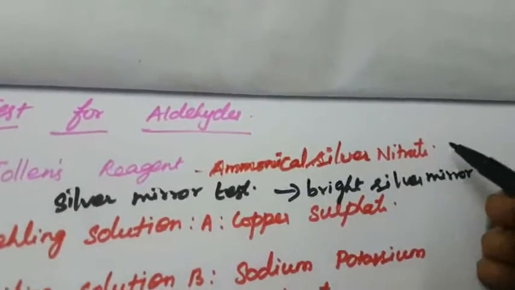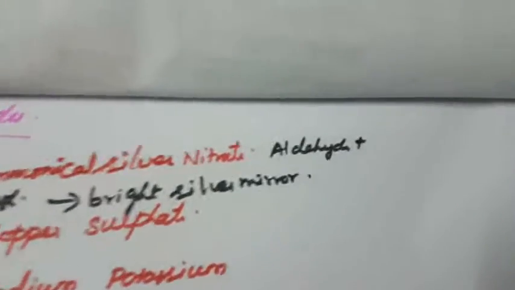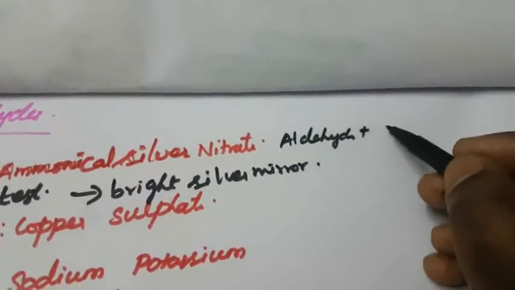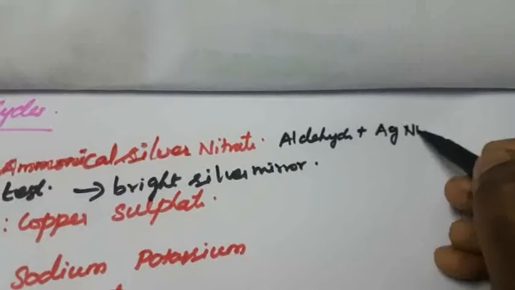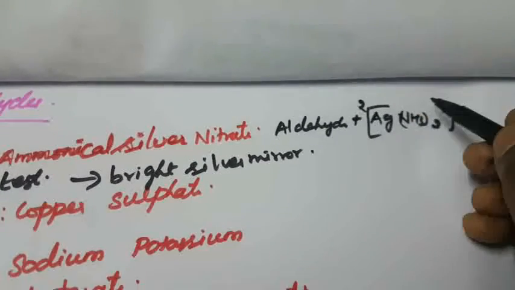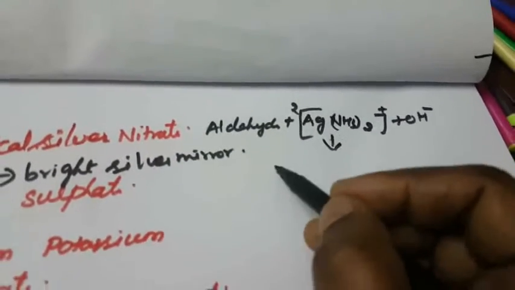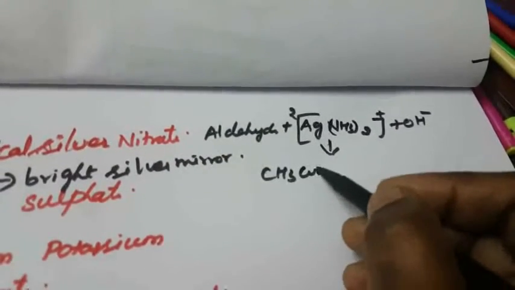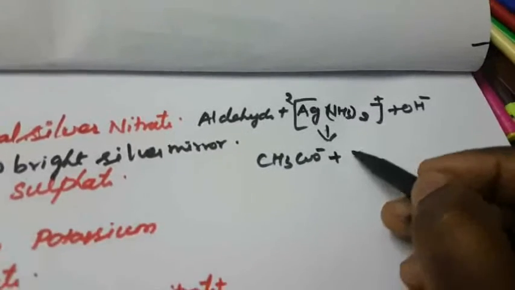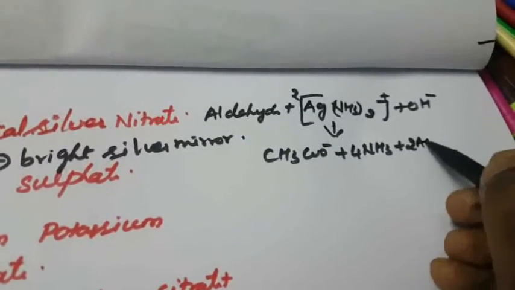What is the reagent added? The aldehyde reacts with ammoniacal silver nitrate, in the presence of hydroxyl, to form the acetate. If aldehyde is present, it turns into a silver mirror. The solution looks like a silver mirror because silver is formed. So this is called Tollens reagent.